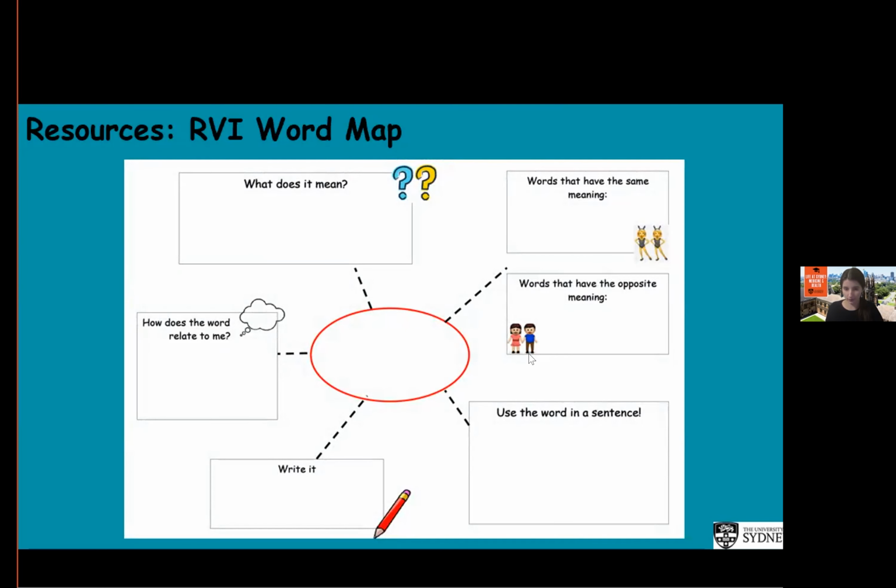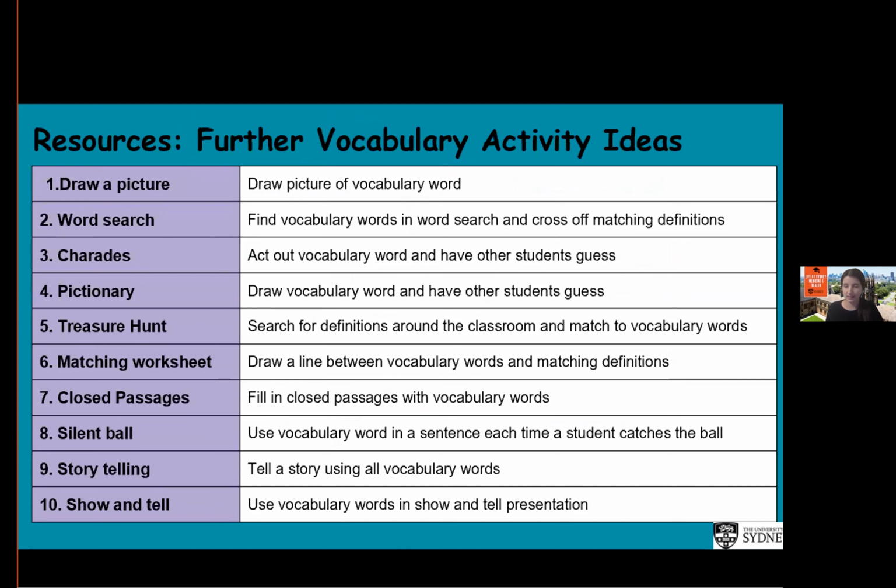The second resource we thought would be helpful are a few more activity ideas of how you can get students engaging with vocabulary in the classroom. So I'll just briefly go over each activity. So draw a picture. So students could draw a picture relating to the word. Do a word search, where students search for the words in a word finder and they cross off its definition when they find it. Charades, where students act out the word and other students can guess it.